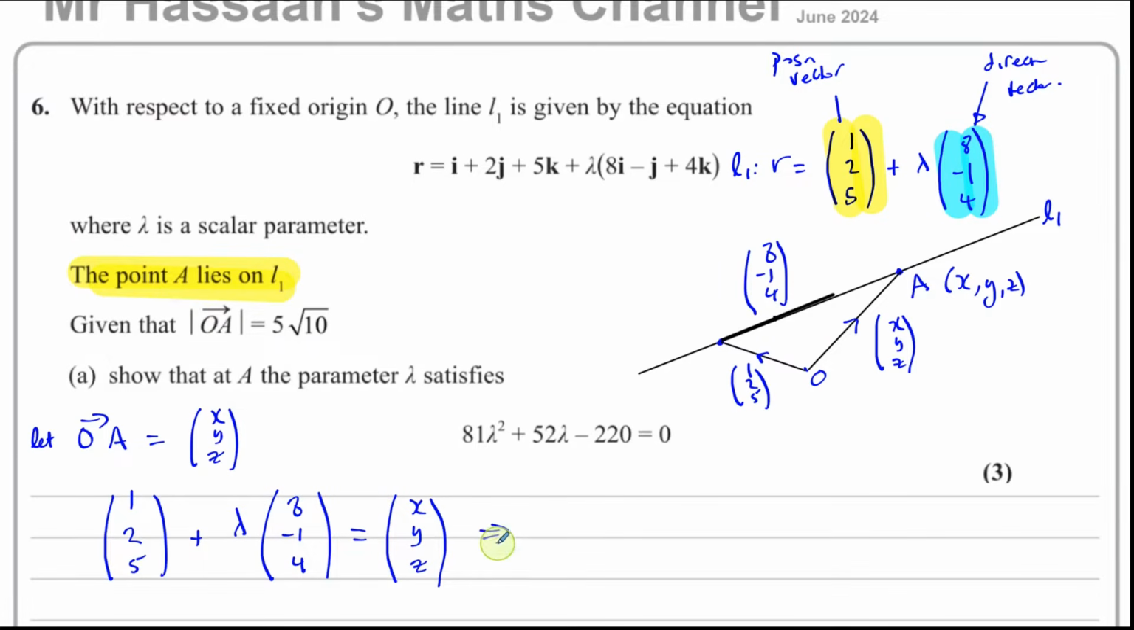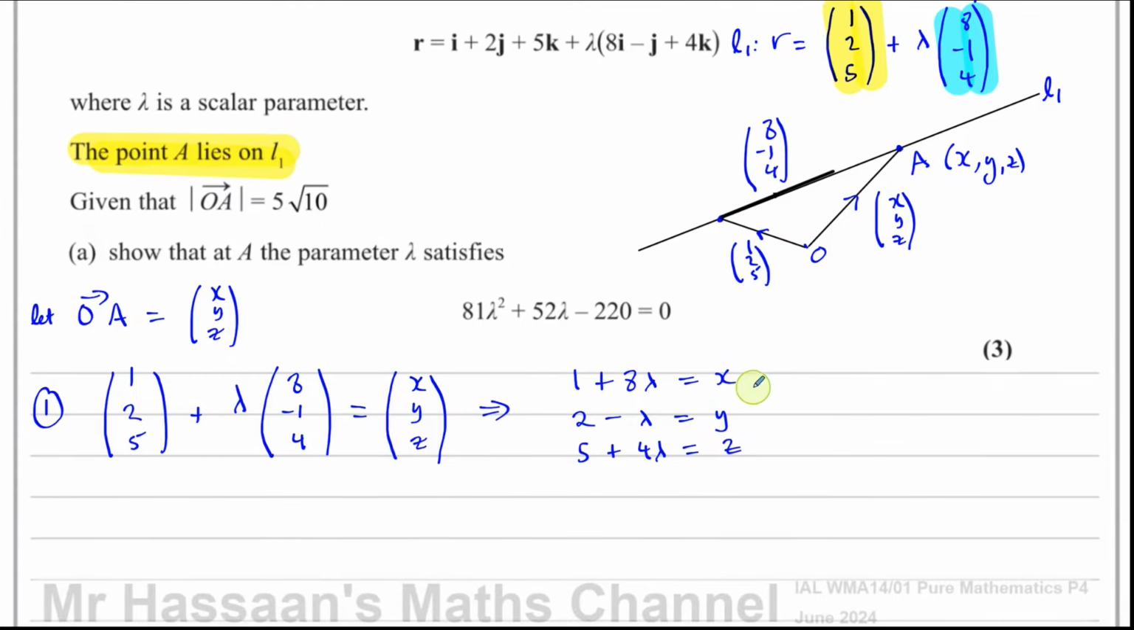From here, we can derive 3 equations. 1 plus 8 lambda is equal to X, and 2 minus lambda is equal to Y, and 5 plus 4 lambda is equal to Z. Those 3 equations can be derived from this fact. So that's one piece of information that's going to help us.